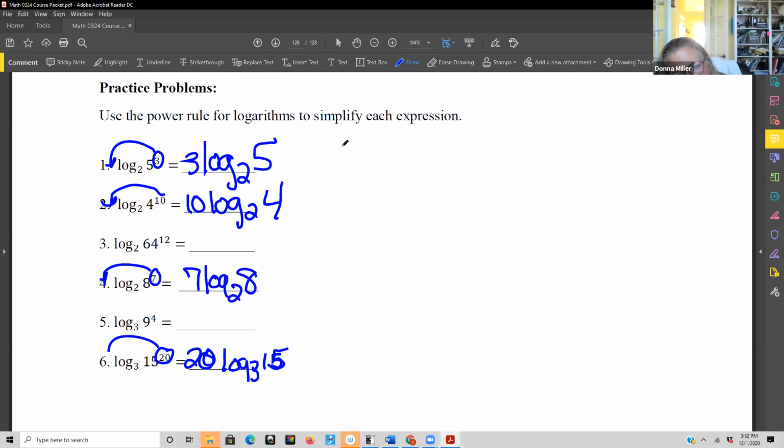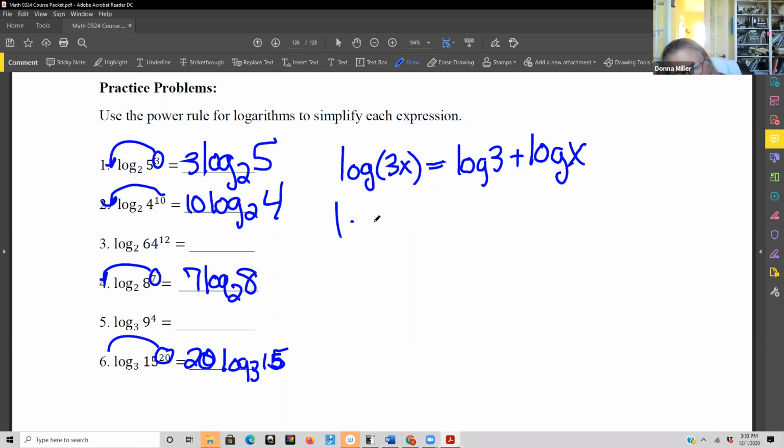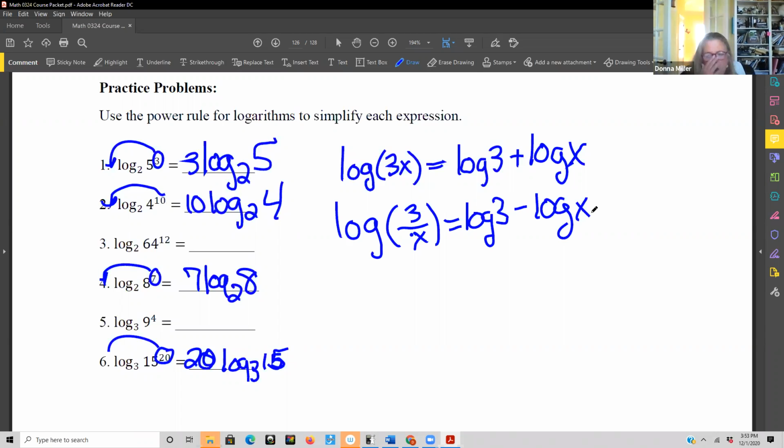Just to keep in mind those other 2 rules: when you have a product, if I have something like the log of 3x, the product turns into the sum. So that would be the log of 3 plus the log of x. All products turn into sums. And the quotient, when I'm dividing, let's say I have 3 over x, it's the top minus the bottom. So it's log 3 minus log x. These are your basic log rules you want to keep a handle on that you may need in 1325.